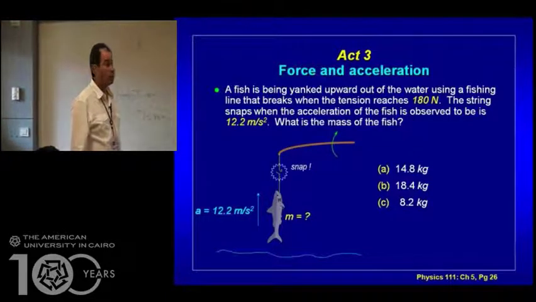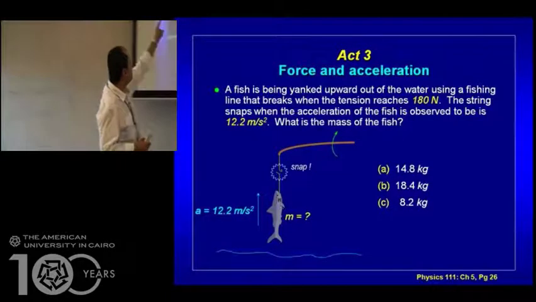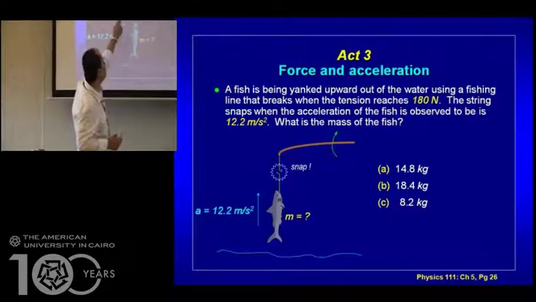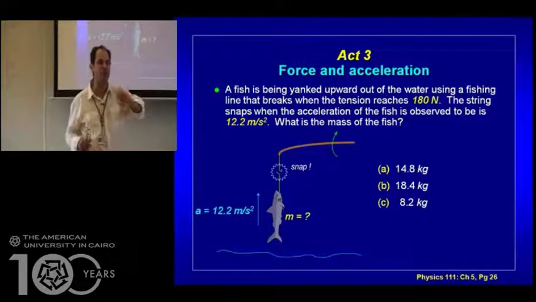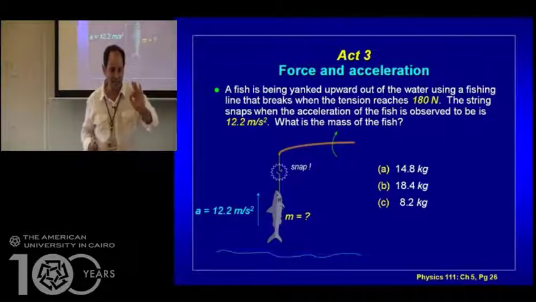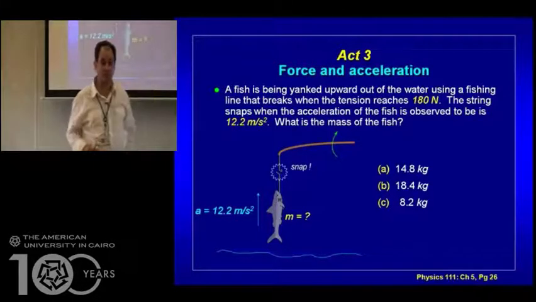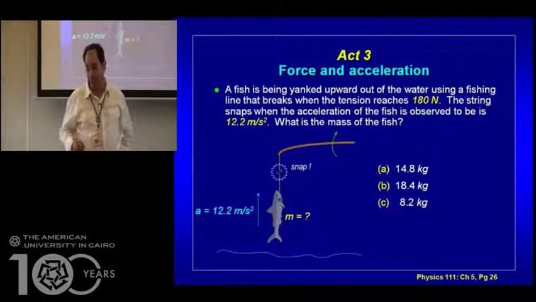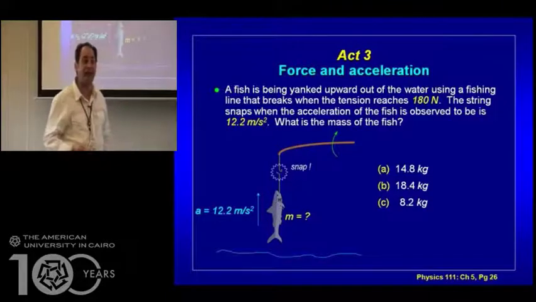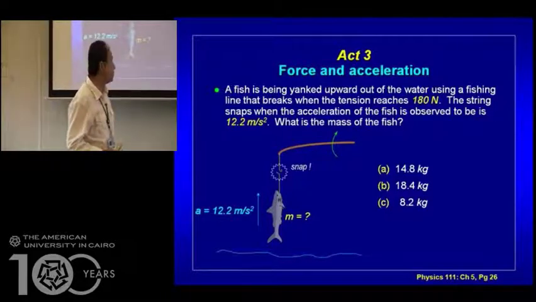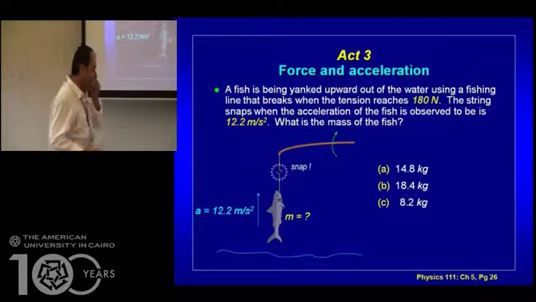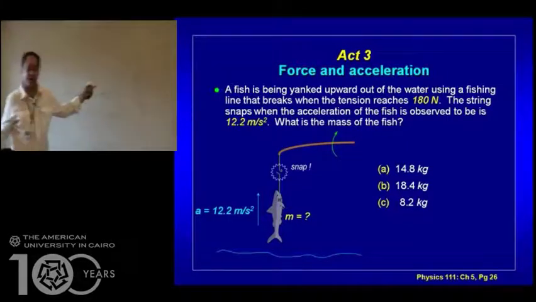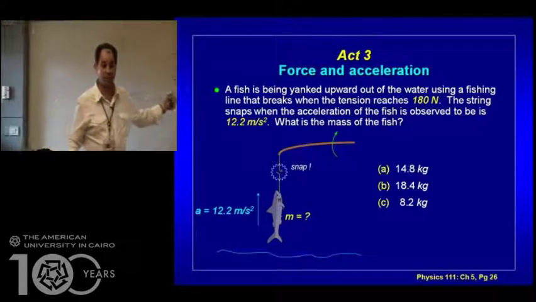So we know that that string is going to be broken when the acceleration is equal to 12.2 meters per second squared. That means that the net force on it, at least, is going to be 180 newtons. At least, or more. It can be more than that. But at least it's going to be 180 newtons. Now, can we find the mass of that fish? Of course, this is a very real life problem.